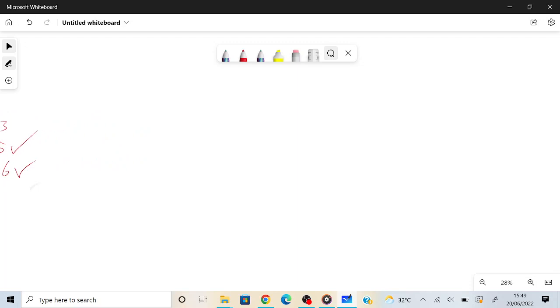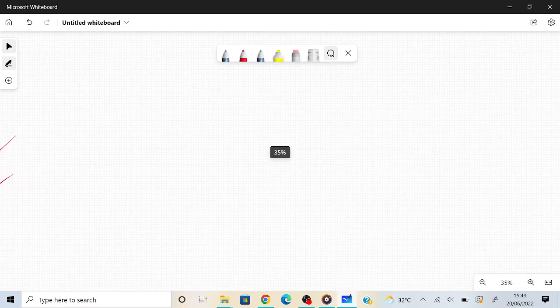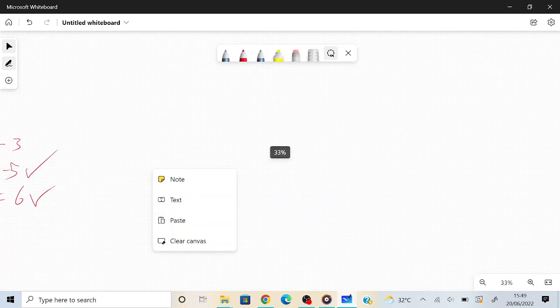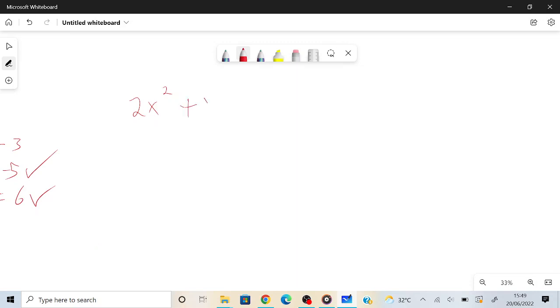Moving on to the next example. In this example, I have 2x squared plus x equals 21.